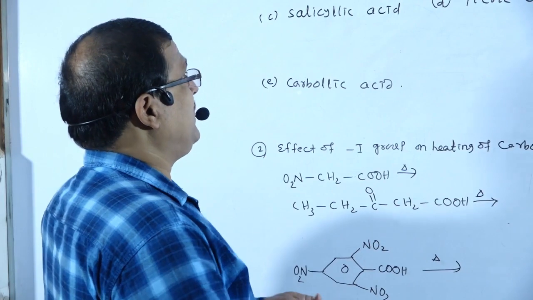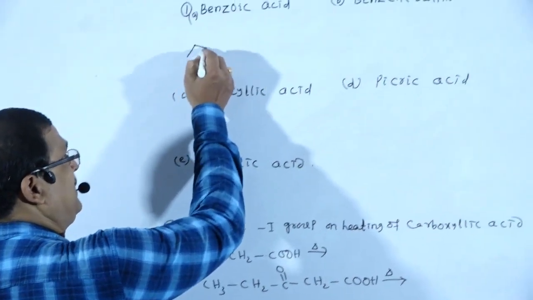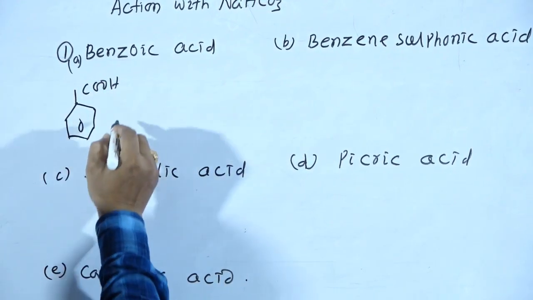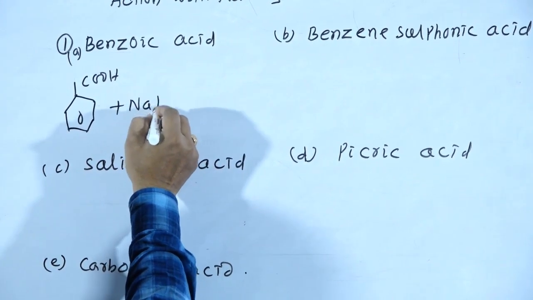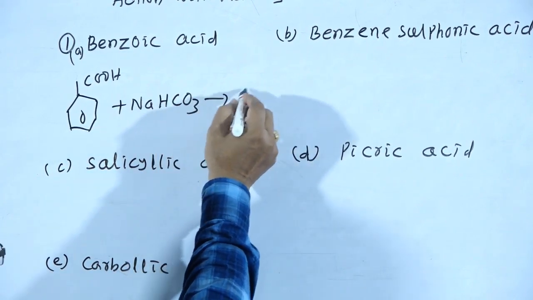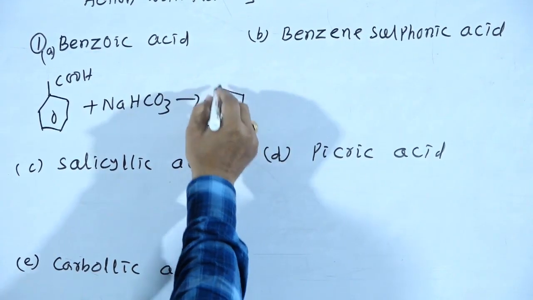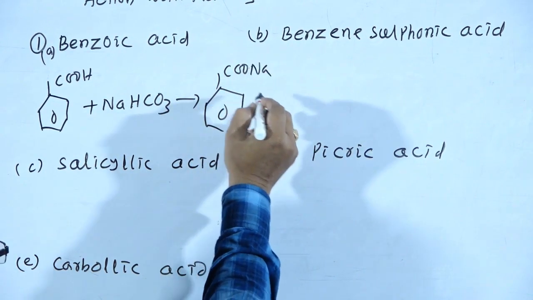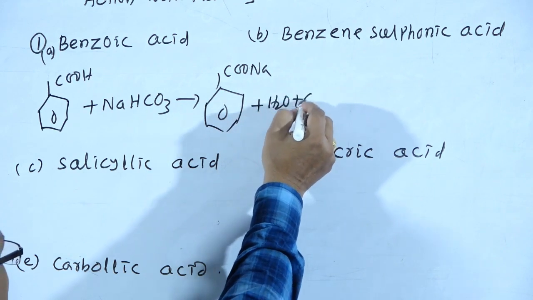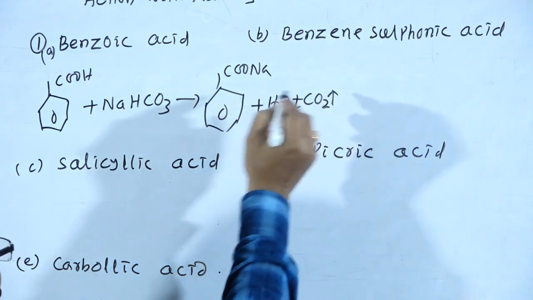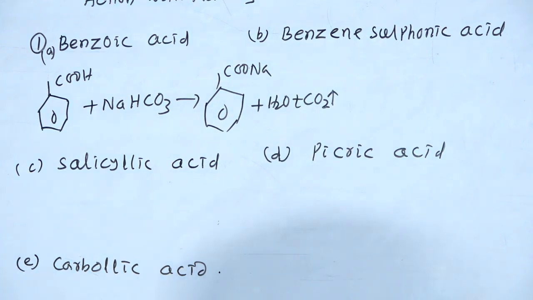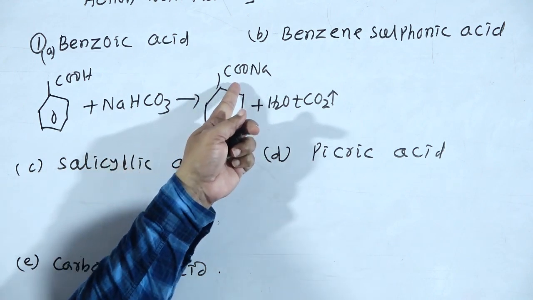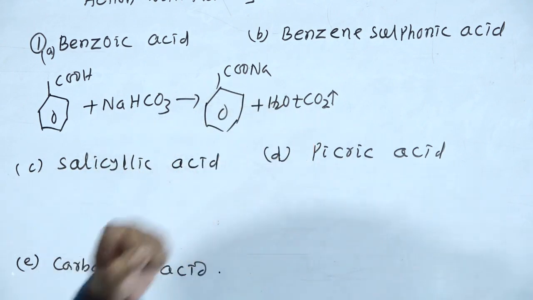The first one, benzoic acid, has the formula of a benzene ring containing a COOH group, and it is treated with sodium bicarbonate. There is the formation of sodium benzoate, C6H5COONa, plus water plus carbon dioxide. There is the release of carbon dioxide in this case. Benzoic acid reacts with sodium bicarbonate, forming sodium benzoate with the release of carbon dioxide gas.